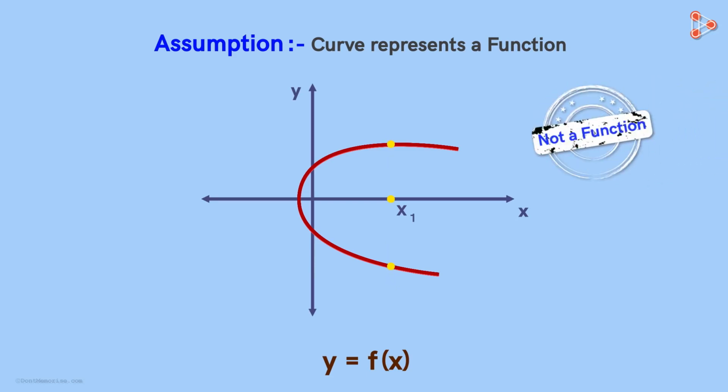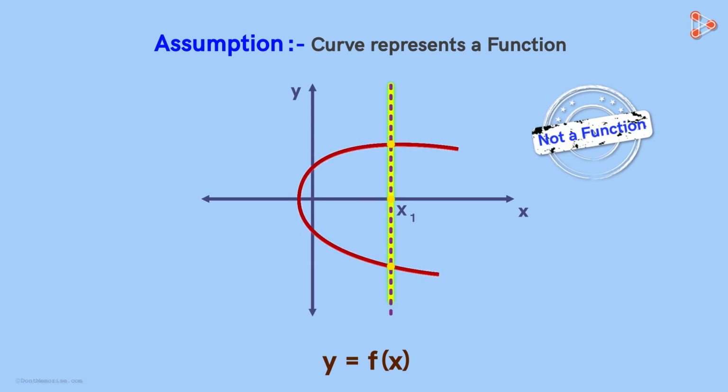We have seen that a function is a relation between two variables such that for each value of the independent variable, there is only one value of the dependent variable. But if we draw a line parallel to the y-axis here, we see that for one value of x, there are two values of y. So this is not a function.